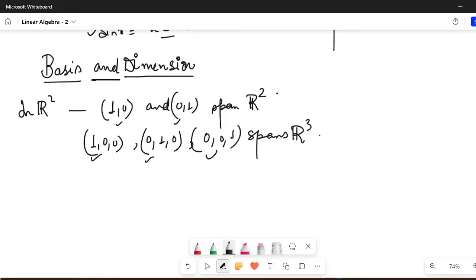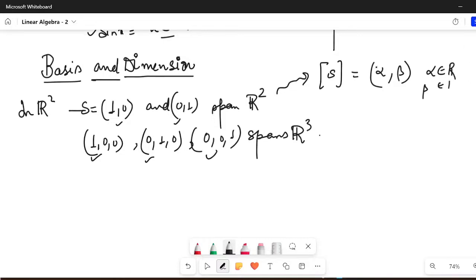If you remember, I told you what a linear span is. Linear span is all the possible linear combinations made out of this. So let's say this is S. This set S contains 1 comma 0 and 0 comma 1. Then the linear span of S would contain alpha comma beta, where alpha and beta both belong to R.